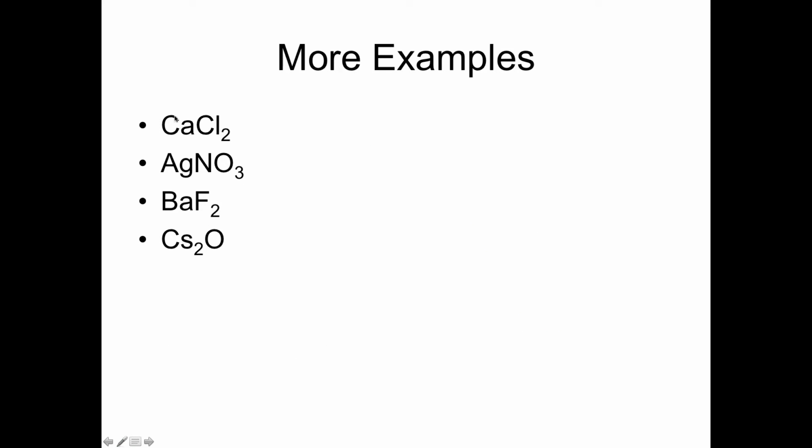These are just some other examples of compounds that would be ionic compounds. If you have a metal calcium with chlorine, it's a metal with a non-metal. Silver with NO3. So silver is a metal. NO3 is one of those polyatomics, but it's made up of nitrogen, which is not a metal, and oxygen, which is not a metal. We have barium here. Barium is a metal, fluorine non-metal.